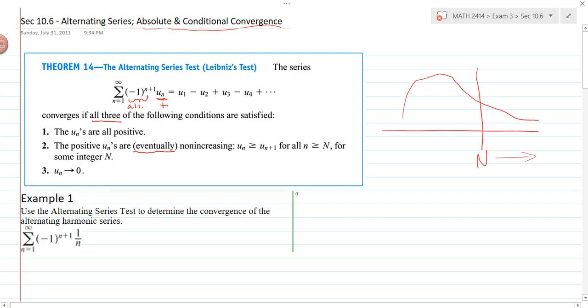Well, our nth term test for divergence tells us that's the case, right? If this condition fails, then our series is going to diverge by the nth term test for divergence. Another way of writing this limiting notation is using the limit.